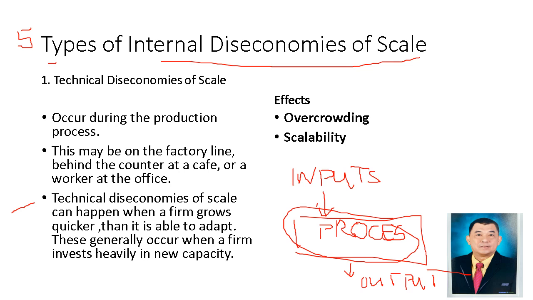Number two is scalability. Although a store may be highly efficient in one location, the firm may expand into another that is not. In turn, the average cost of production increases. So that is scalability.